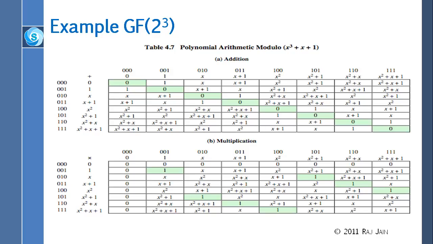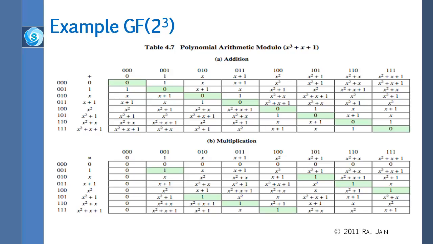Now, if we were to add these two polynomials or these two numbers, we will get something here. So let's try this one. I'm going to add x plus 1 and x plus 1. What do we get? 2x plus 2, which is 0. If I add x plus 1 and x squared plus 1, I get x squared plus x. The 1 cancels out.